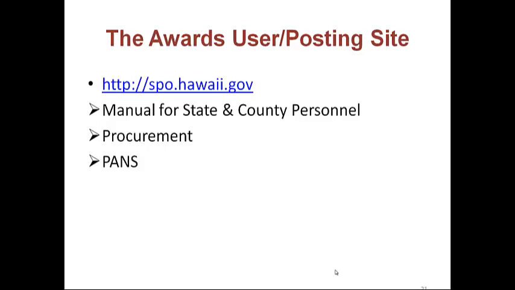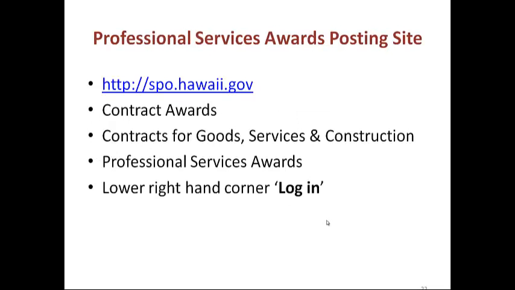This is the awards user posting site. This is where you'll go to post for all awards except for professional services awards. It's the main SPO website. You'll click on manual for state and county personnel, and then procurement, and then PANS. For professional services, again, the main SPO website, click on contract awards, click on contracts for goods, services, and construction, professional services. In the lower right-hand corner, you'll find the login.